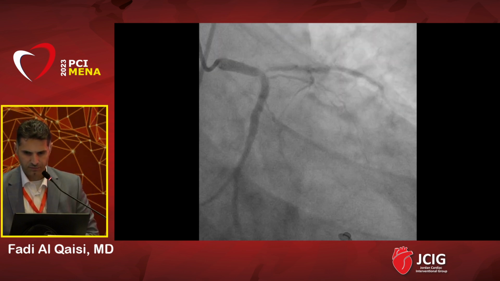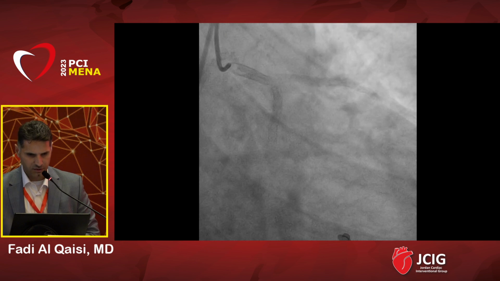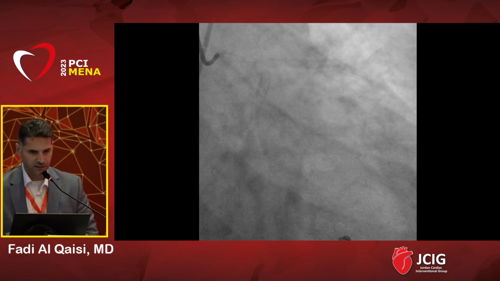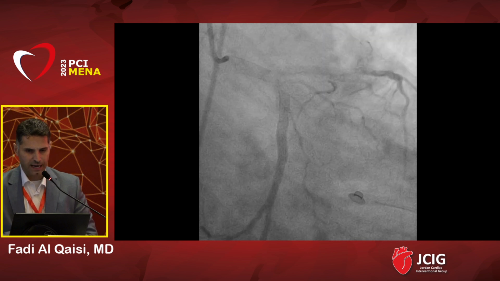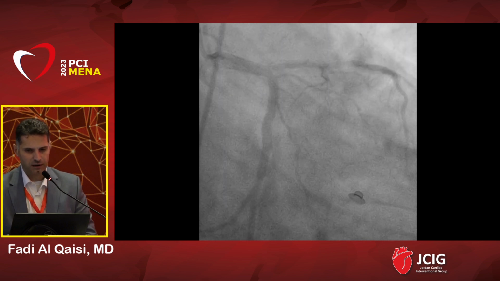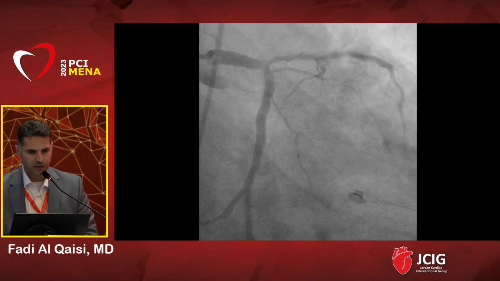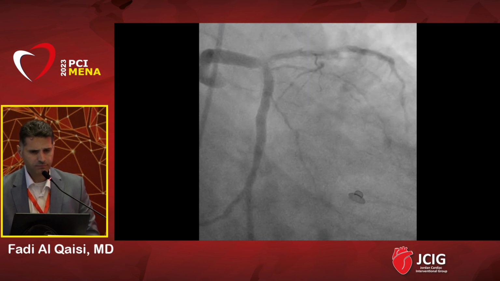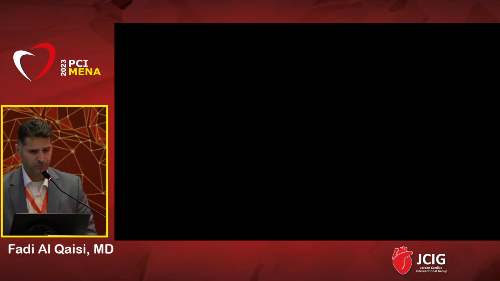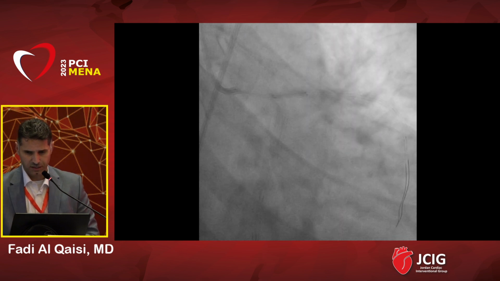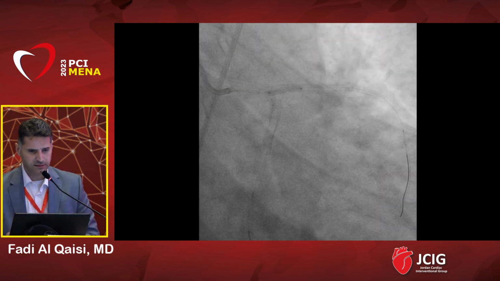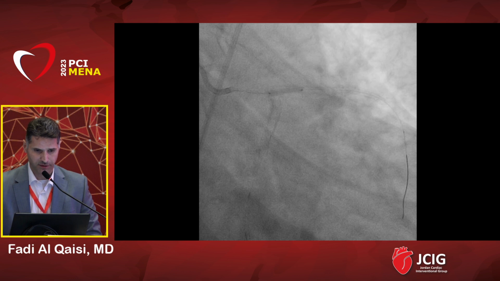His impression was ostial LAD was the culprit lesion with the slower flow. So he did balloon angioplasty with 2.5 times 15 millimeter, relieving the ischemia, with better flow. He said the ischemic ECG changes improved, the patient stabilized, and she was taken off the table.